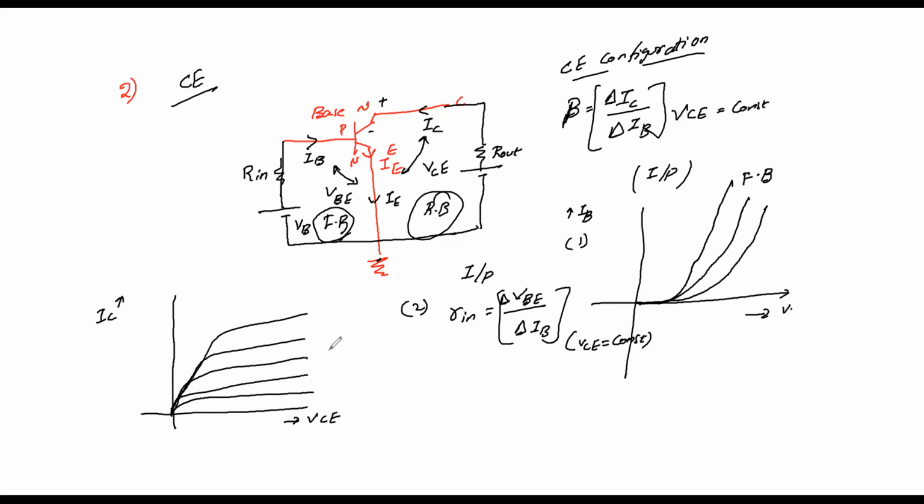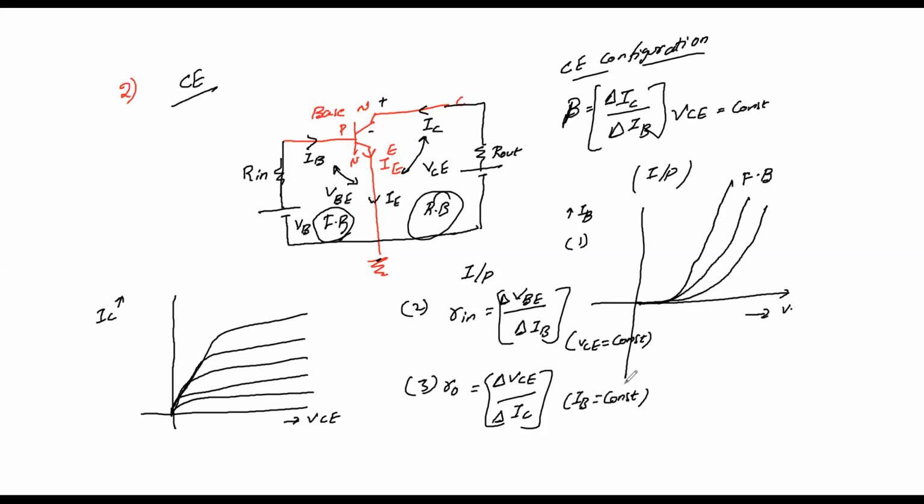Here we are varying with respect to VCE and IC. The same way, if you want to find the output, this is your third relation. To find the output resistance, it is nothing but your change in VCE by change in IC, making IB constant. So these are your graphs.